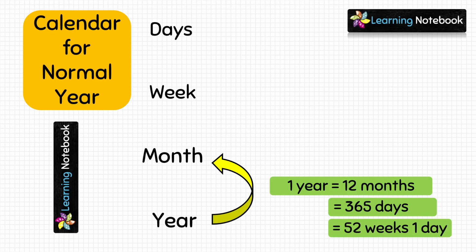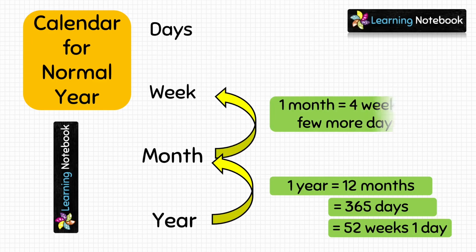Next, 1 month equals 4 weeks and a few more days. Why is it so? Why a few more days?